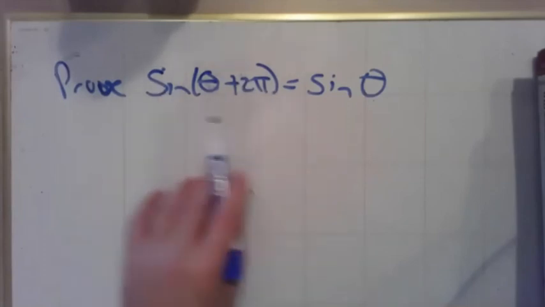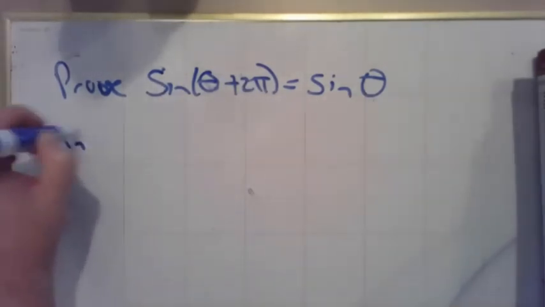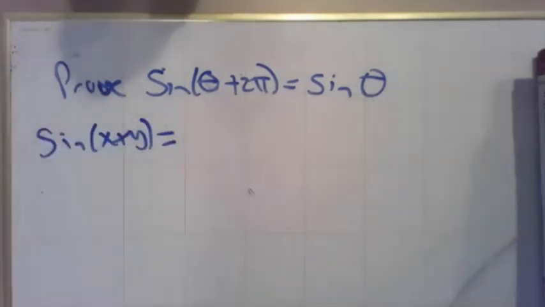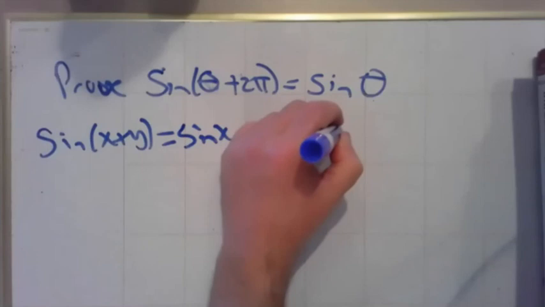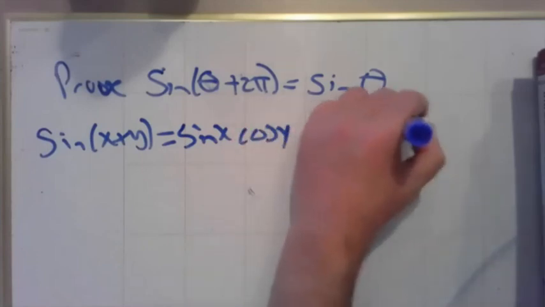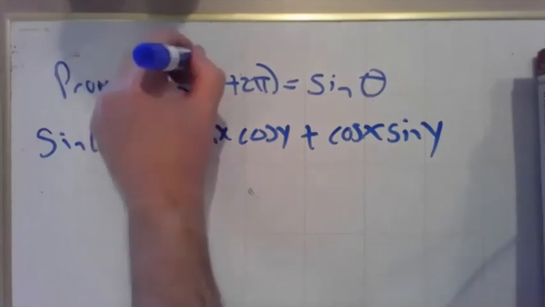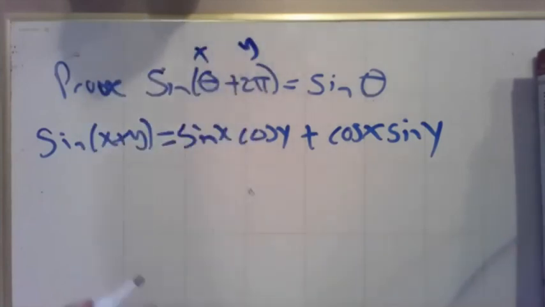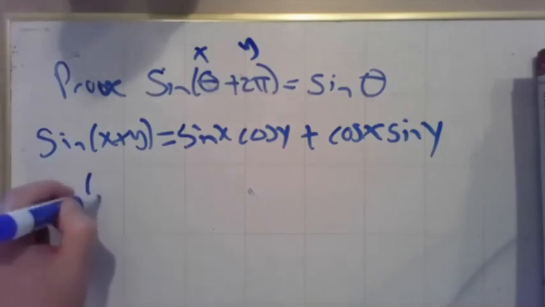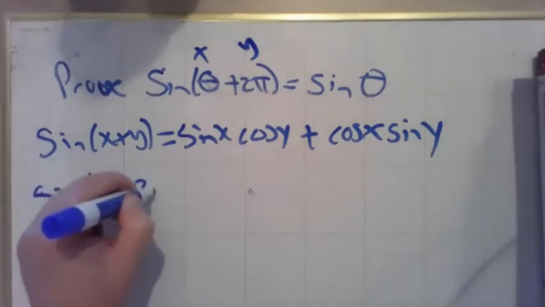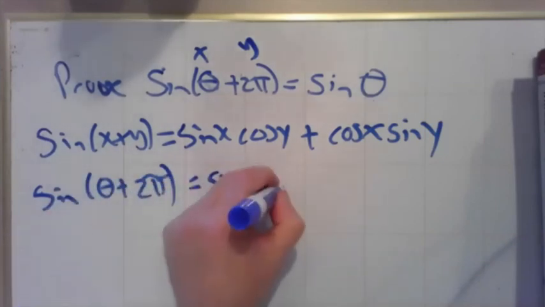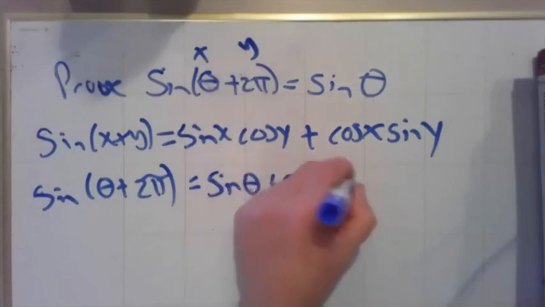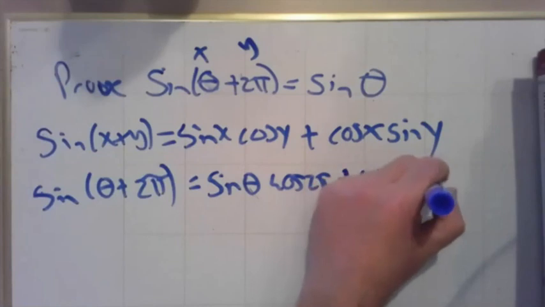I'm going to use the addition formula for sine. That one is sine of x plus y. We used to have to memorize all these back in the day. You guys get a formula sheet now. Sine of x plus y is sine x cos y plus cos x sine y. So here, x is theta, y is 2 pi. So sine of theta plus 2 pi would be sine of the first, cosine of the second, plus cosine of the first, sine of the second.